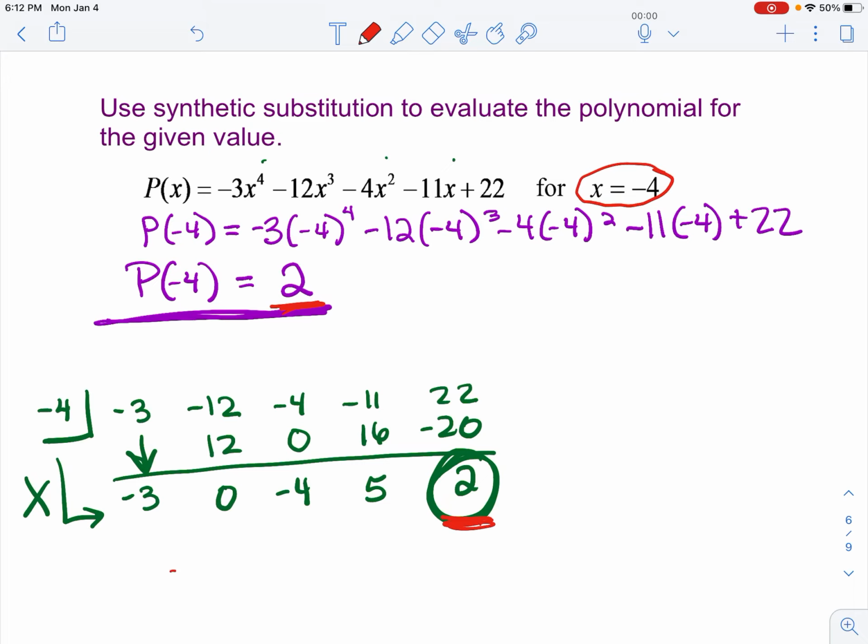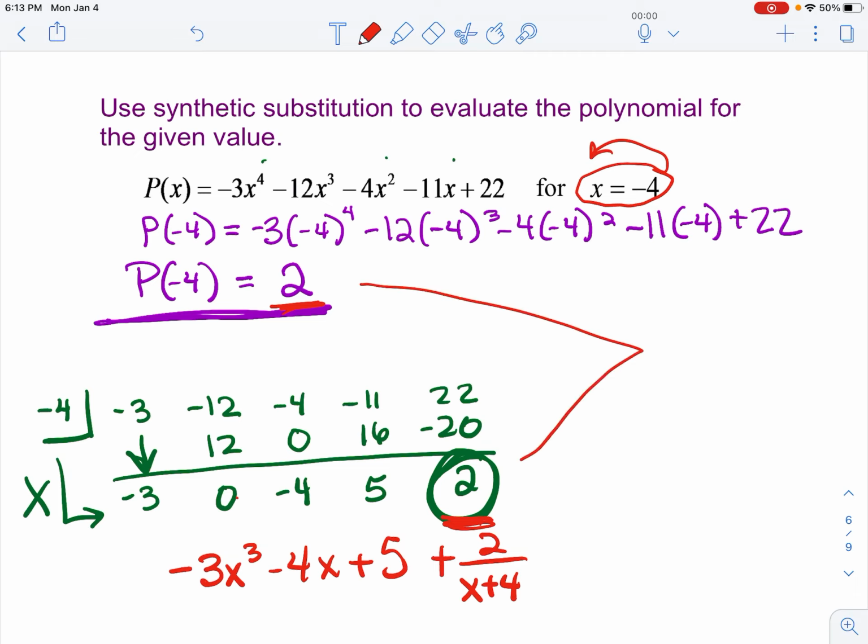And our answer would be -3x cubed. I don't have an x squared. Minus 4x plus 5. And then plus 2 over. That's going to be an x plus 4 because I'd have to bring that 4 back over. But it shows that those are the same numbers.